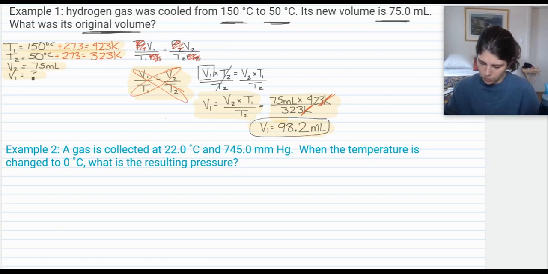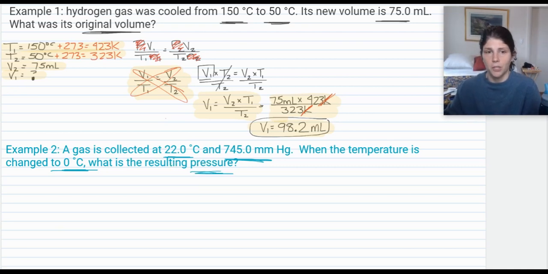Okay, so problem 2 says that we have a gas at 22 degrees Celsius. That's a variable, and we're going to have to put it in Kelvin. Oh, darn. The pressure is 745 millimeters of mercury. That's also a variable. It then says that the temperature changes. The temperature cools down to 0 degrees. That's a variable. And it wants you to solve for the final pressure. What is the resulting pressure? So we're solving for pressure.